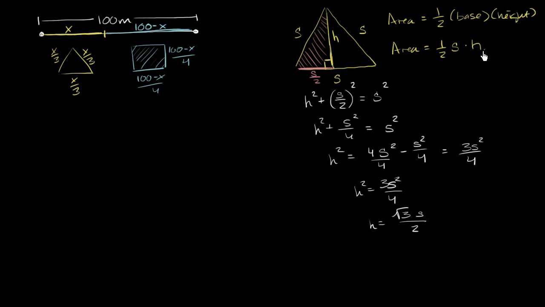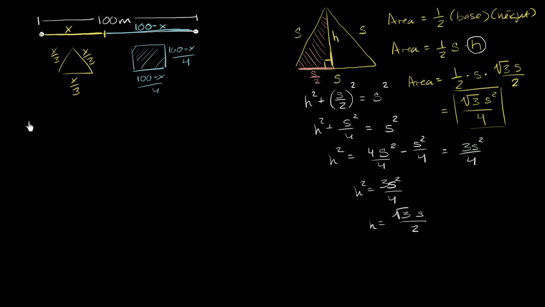So now we can just substitute back right over here, and we get our area. Our area is equal to 1/2 s times h. Well, h is this business, so it's s times this. So it's 1/2 times s times the square root of 3 s over 2, which is going to be equal to, s times s is s squared, so it's going to be the square root of 3 s squared over 2 times 2, over 4. So this is the area of an equilateral triangle as a function of the length of its sides.